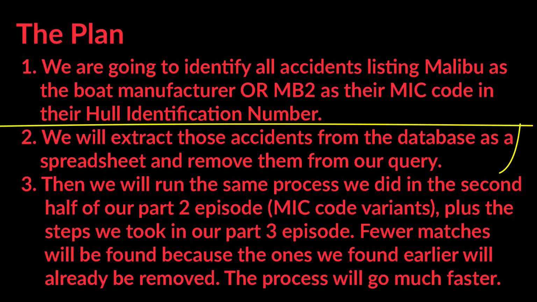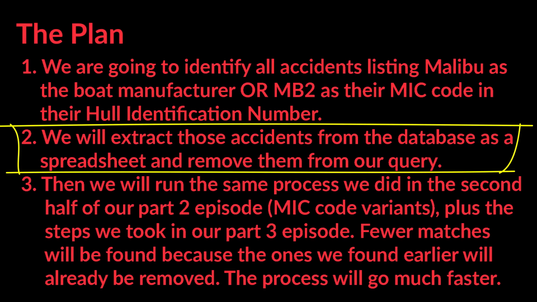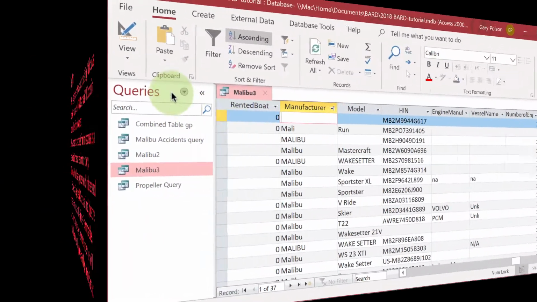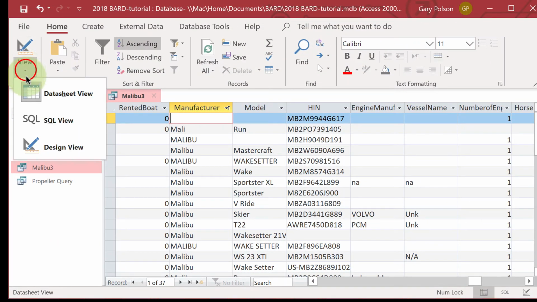What is next is we're going to return to our plan. We have completed step 1, now we're going to work on step 2. What we need to do now is to remove the 37 accidents we found earlier from our query. We want our new query to find every accident except those 37 accidents. We begin by opening our Malibu 3 query.